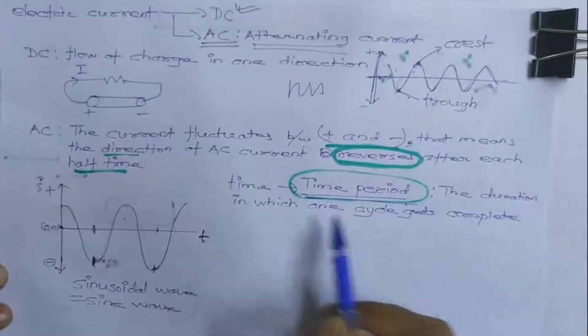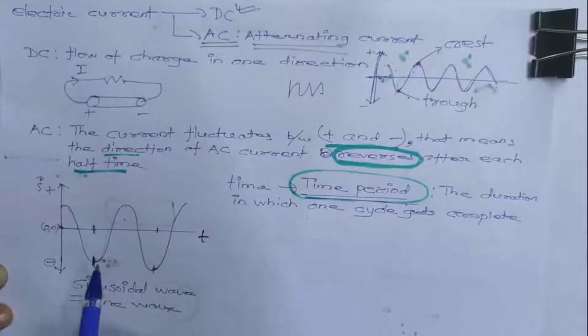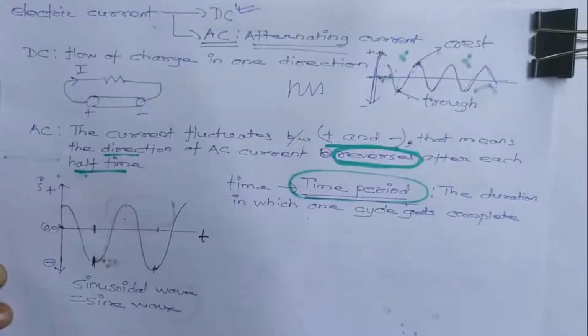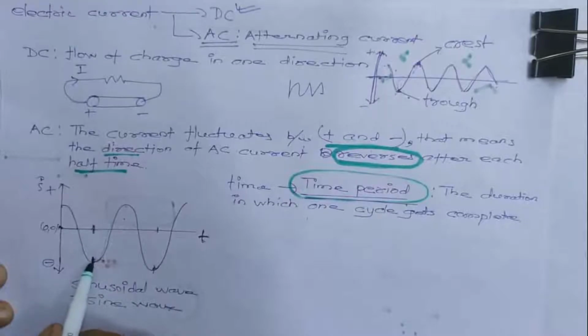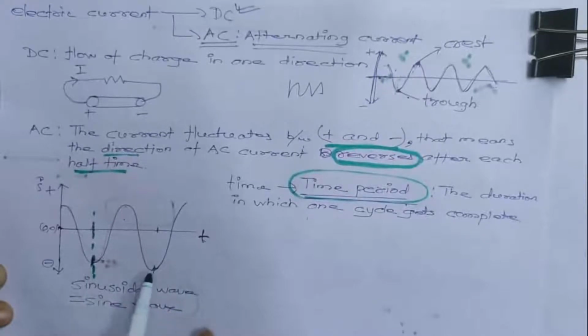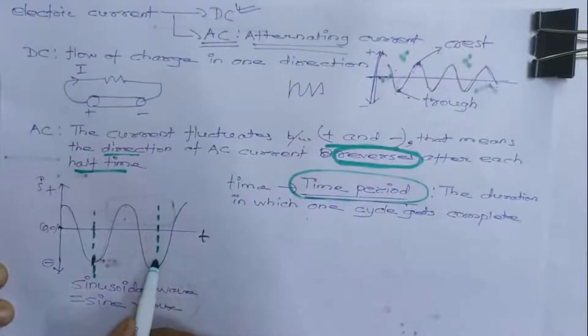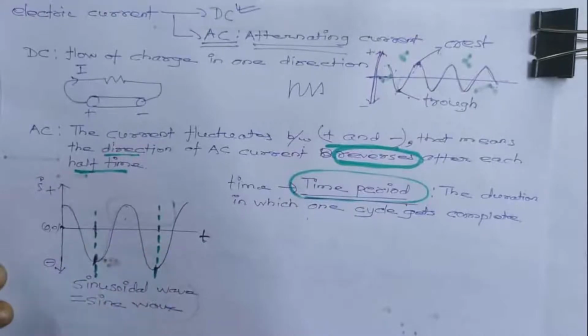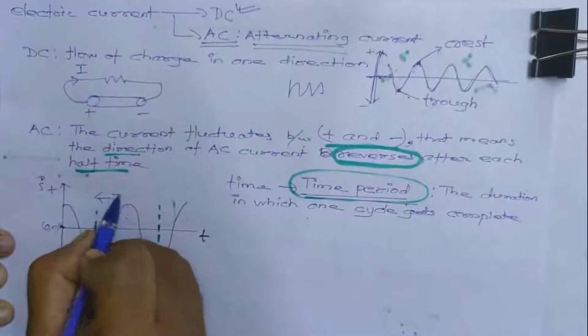I said it is the duration in which one cycle gets complete. So what do we mean by one cycle? One cycle means you start from this point, because this corresponds to the maximum height. I'm saying after how much time the position of the wave gets restored, meaning after how much time the same maximum height is reached. It is as simple as that. This is called one time period. You can take any point, so this will be represented as one time period.